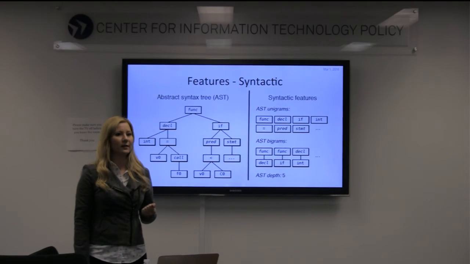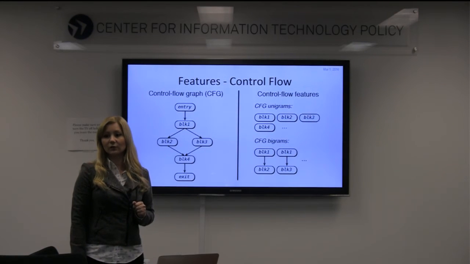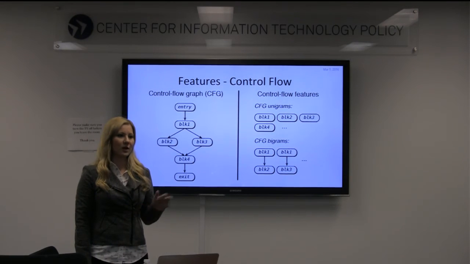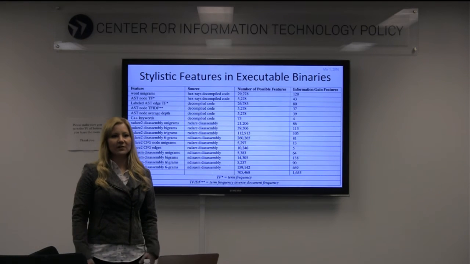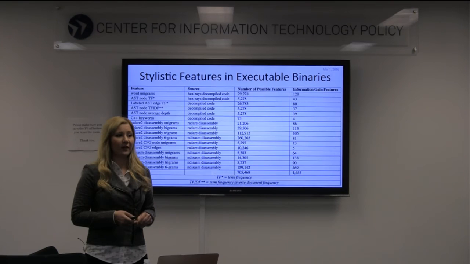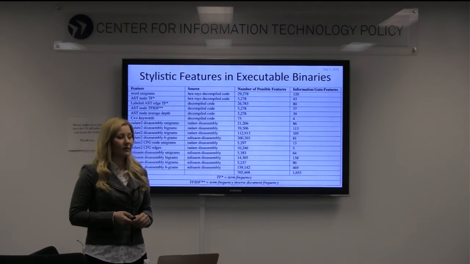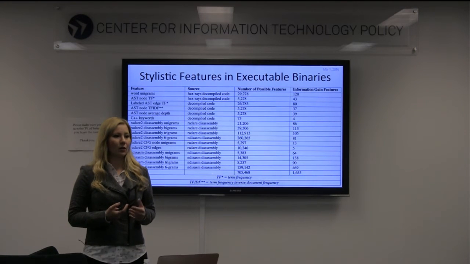Also, we calculate the depths of the nodes. And for control flow features, we take control flow graph node unigrams and control flow graph node bigrams, which are the 2 nodes that are connected with an edge. Once we extract all of these features from 100 programmers, 9 files each, with 9 coding samples, we end up with 700,000 features from these binaries. And once we apply information gain to this, we reduce the feature set to 1,600 coding style features.